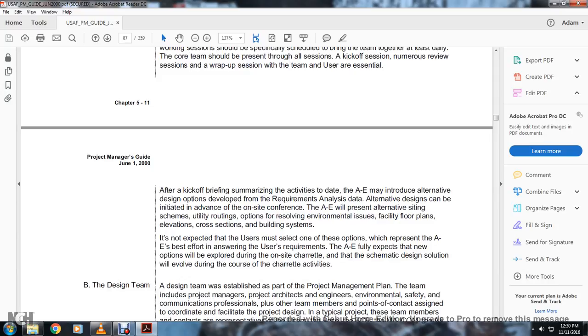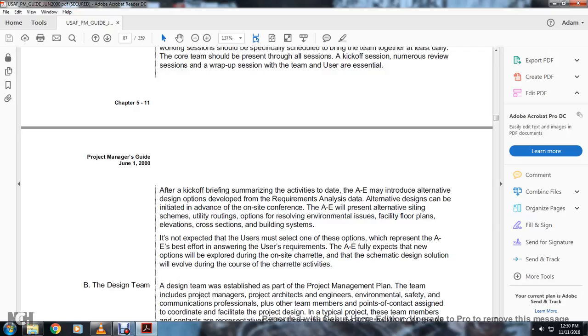After the kickoff briefing, to summarize the other activities, the A&E may include the alternative design and development and requirements and analysis data. Alternative design can be initiated in advance of the on-site conference. The A&E may represent the siting of the scheme, all the utility routings, options for resolving the environmental issues, facility floor plans, elevations, cross-sections, and building systems. The user must select one of those options representing the A&E's best efforts to answer the user requirements.